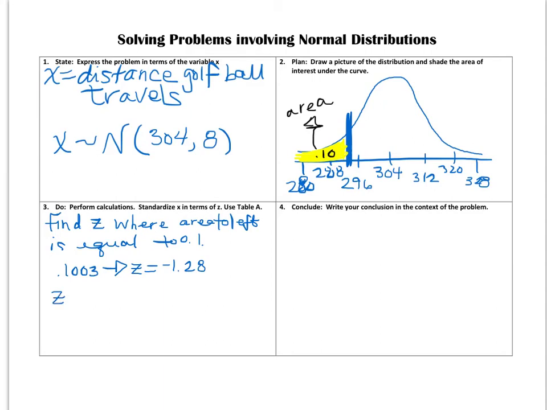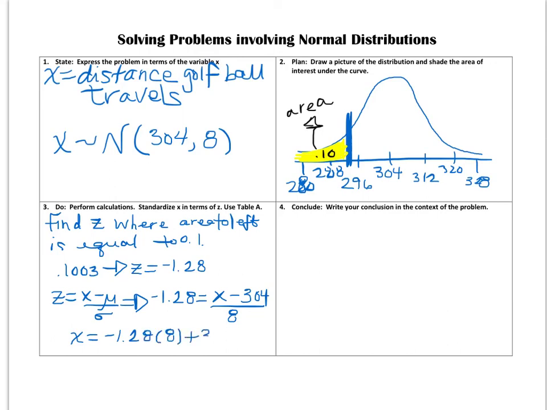And then we'll go back to our z-score formula, z equals x minus mu over sigma. And we're going to plug in what we know. We know z, negative 1.28. We don't know x. That's what we're looking for. How far does this ball have to travel? We do know the mean, 304. And we know the standard deviation, 8. And so now what you're going to do is just solve for x. So x is going to equal negative 1.28 times 8 plus 304, which gives 293.76.